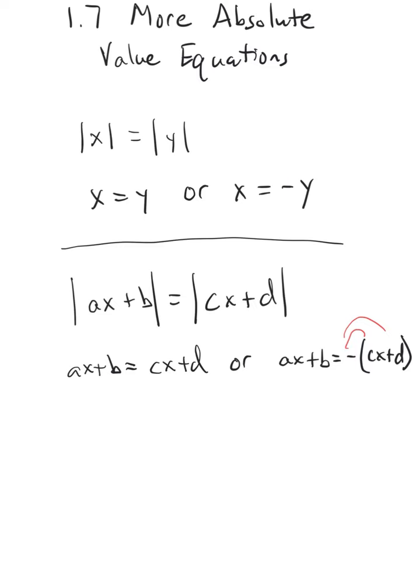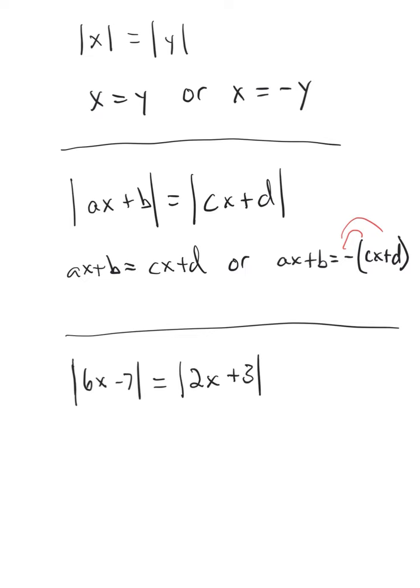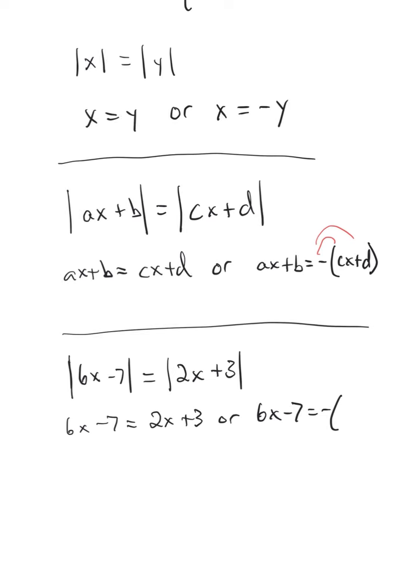I'll just get one started for us just to have an example, and then in the homeworks, I think you'll be able to take it from there. So for example, if we have the absolute value of 6x minus 7 equals the absolute value of 2x plus 3, then that means that 6x minus 7 equals 2x plus 3, or 6x minus 7 equals the negative of, in parentheses, 2x plus 3.